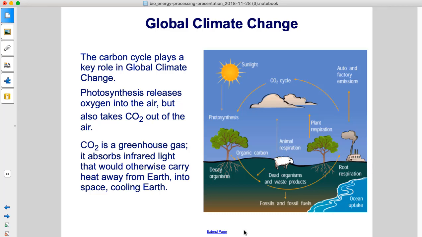The carbon cycle plays a key role in global climate change. Photosynthesis releases oxygen into the air, but also takes CO2 out of the air. CO2 is a greenhouse gas. It absorbs infrared light that would otherwise carry heat away from Earth into space, cooling Earth.